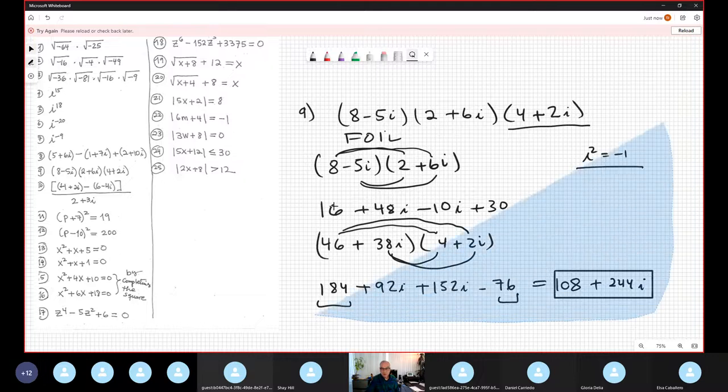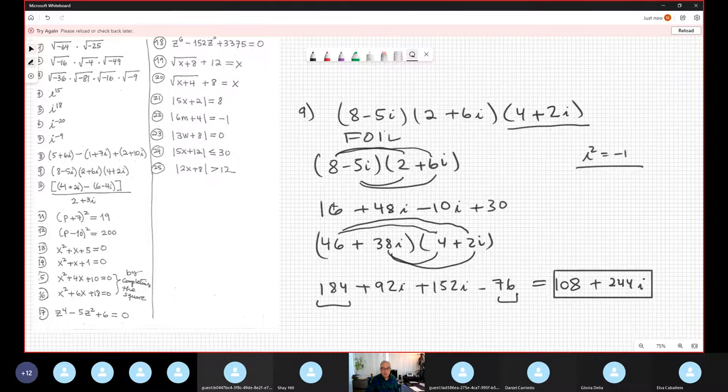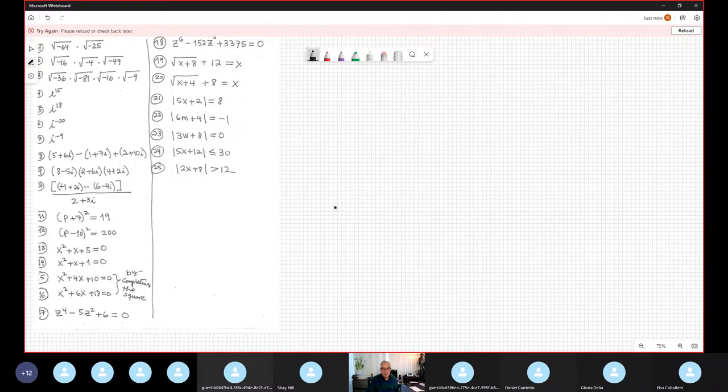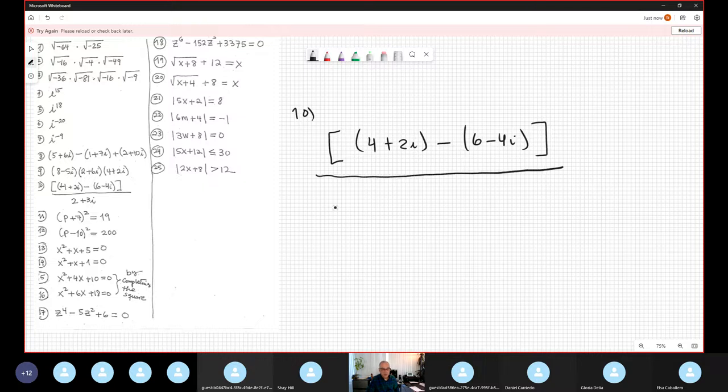Now we are doing number 10, it's easy also. It's a complicated number 10, but it's no big deal. It's bracket 4 plus 2i minus bracket 6 minus 4i, and this represents the numerator part of a fraction. And the denominator, we have 2 plus 3i.